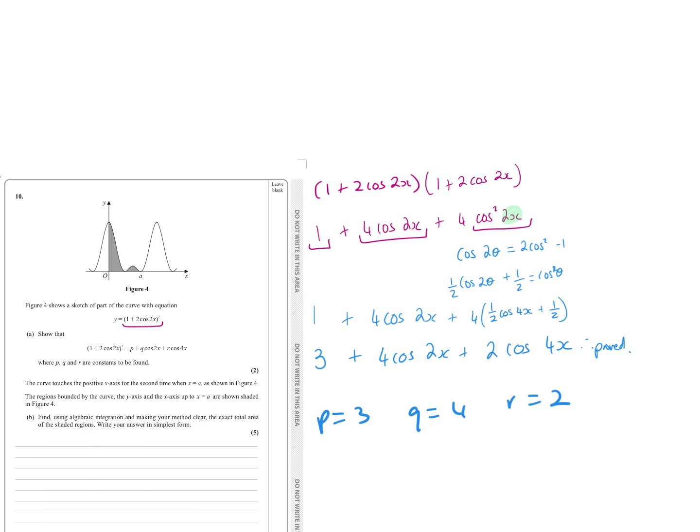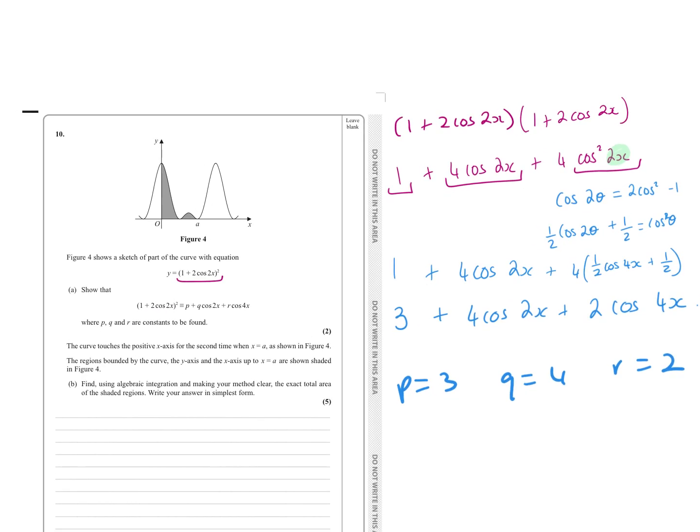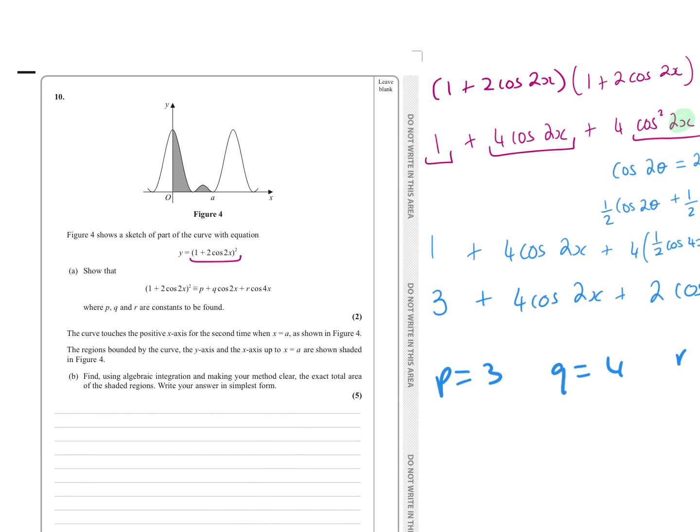Then it says the curve touches the positive x-axis for the second time. Okay, and it's really important that it says the second time. Because this is our first solution, this is then our second solution. Yeah. So we need to find the second solution of this equaling 0. Okay? So when does this equal 0?